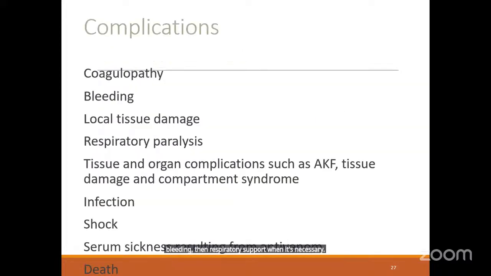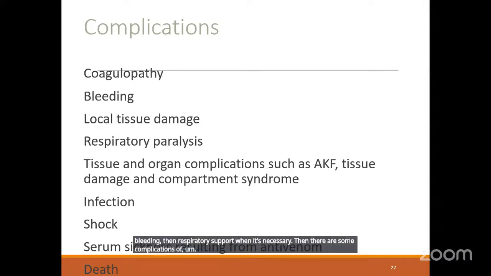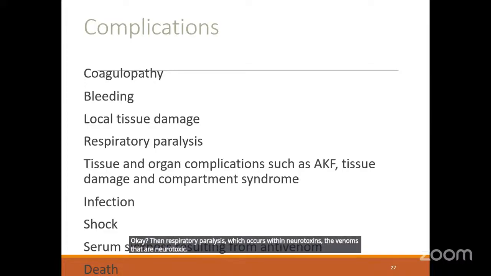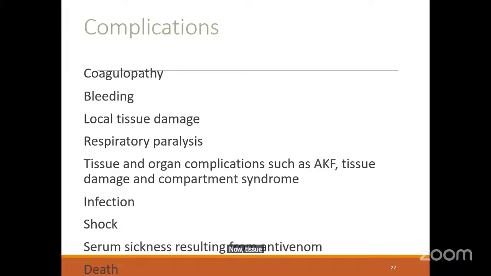Then there are some complications of snake bite. First one is coagulopathy. Of course, the blood does not clot as it's supposed to. Then bleeding, local tissue damage. And this local tissue damage can be as bad as necrosis. Then respiratory paralysis, which occurs with the venoms that are neurotoxic. Now, tissue and organ complications like acute kidney failure, and then compartment syndrome.